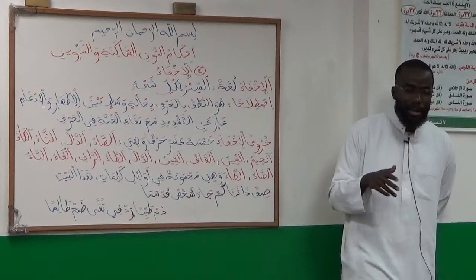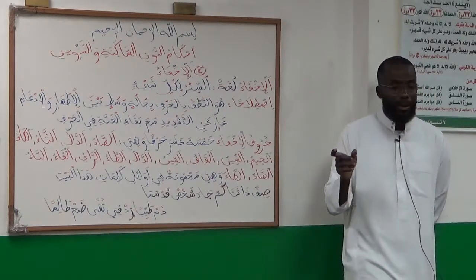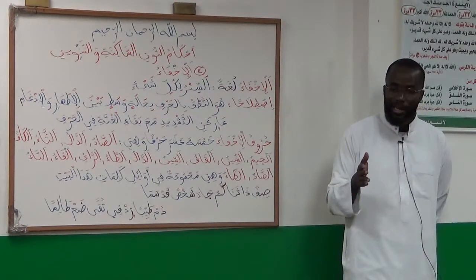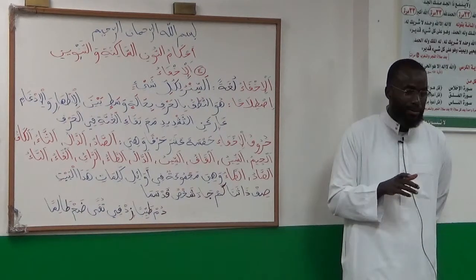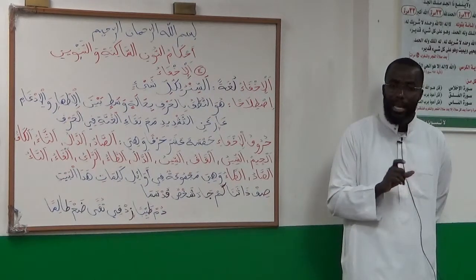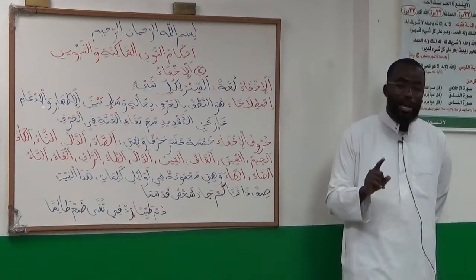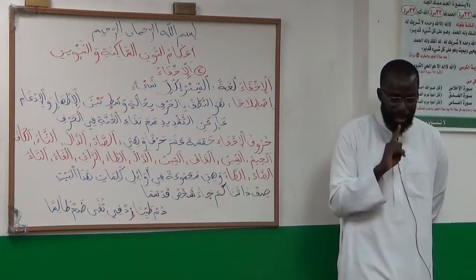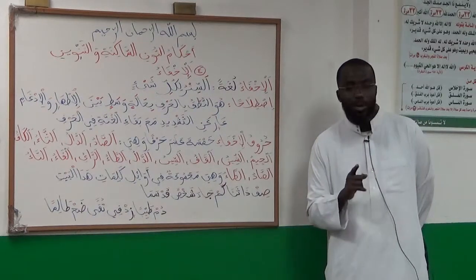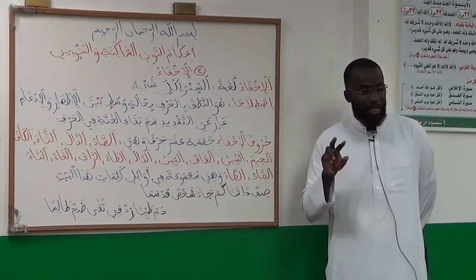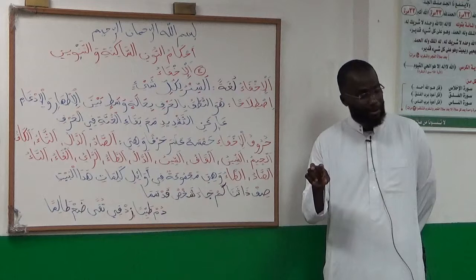That's the reason why another name for al-idgham bi ghayri ghunna is al-idgham an-naqis. And another name for it is al-idgham al-kamil, right? It's a complete idgham.